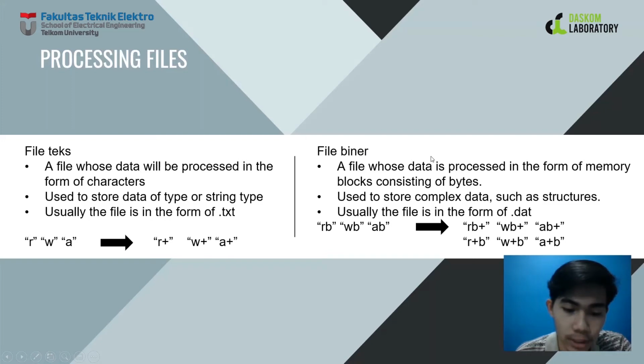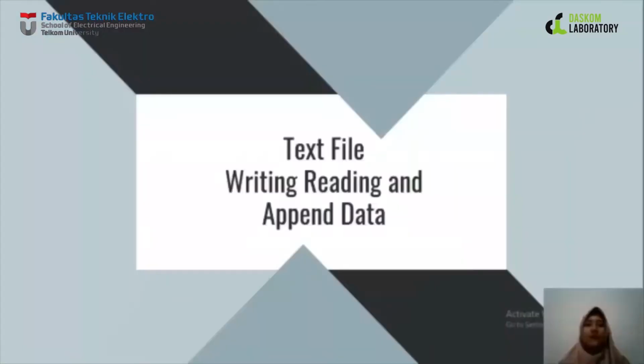.dat. For the modes used in text files, we use R, W, A, and the update modes R+, W+, and A+. But in binary files, we add B at the end of each mode, such as RB, WB, and AB. For the update mode, we can put the plus at the end of the mode or in the middle, like this.